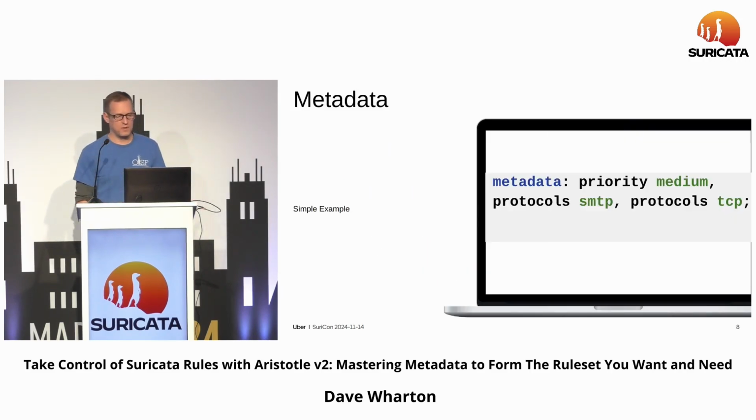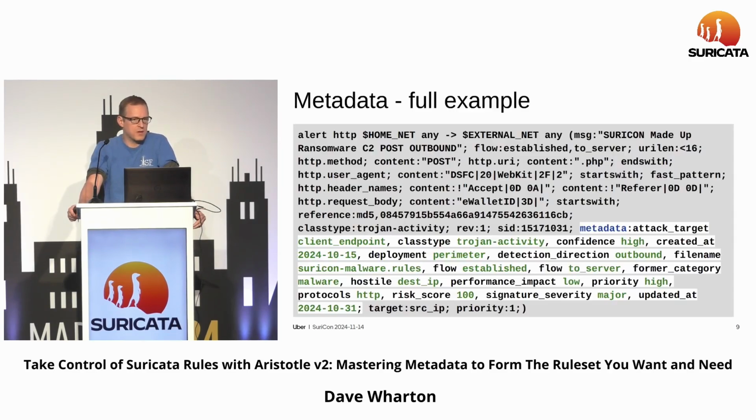A quick, simple example would look like this. You have the metadata keyword in SuriCata, you have the key priority and the value medium, key protocols, value SMTP, key protocols, value TCP. So you can see that one-to-many mapping, and this is how you would define it in your rule. And if you were to look at a bigger rule or a full rule, it would look something like this, and you can have as much metadata as you want, within reason, I'll say.